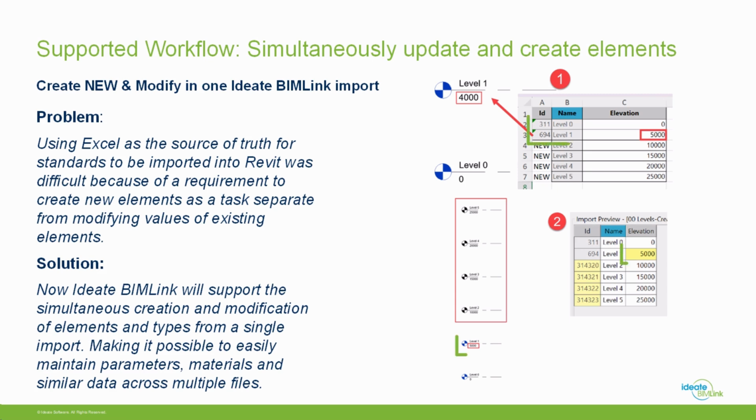In the Excel file, any rows with an existing element ID will be treated as a modification, like updating elevations of level 1. And any rows marked with new in the ID field will create a new element, such as new levels, with their own names and elevation. This enhancement is especially helpful for maintaining consistent parameters, levels, text, and materials across multiple project models. And it's a big time saver for anyone managing standards in Revit.